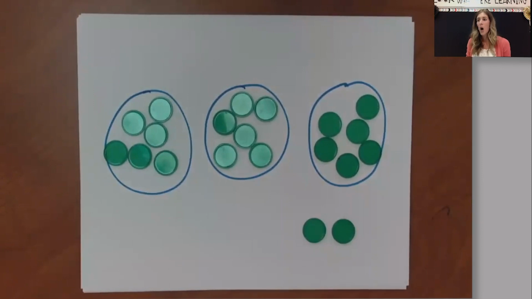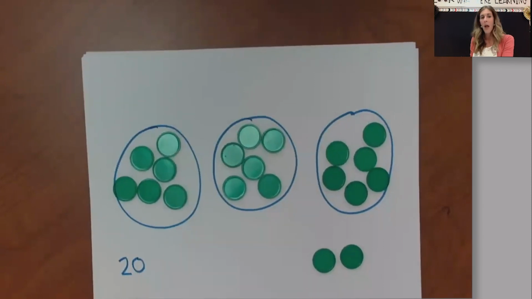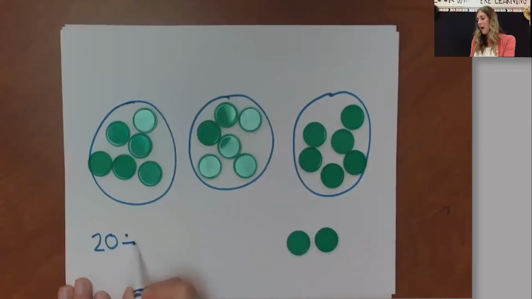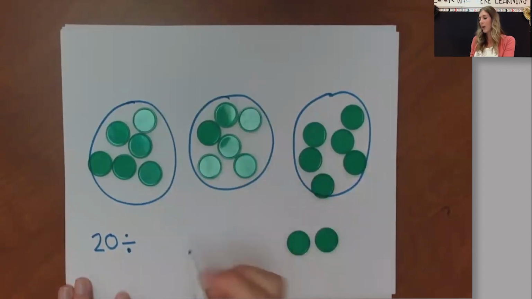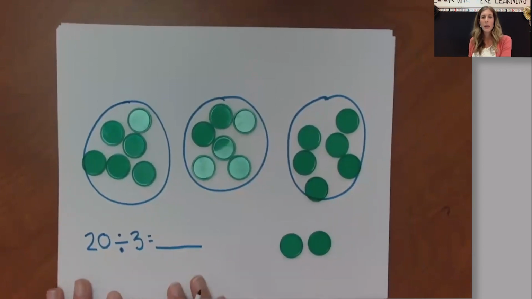So we just modeled a division problem with a remainder. Our extra that I was talking about is what we would call a remainder. What division problem did we just model? Correct, we had 20 counters and we wanted to divide them up or split them up or share them equally among 3 groups. And we were trying to figure out how many could go in each group equally.